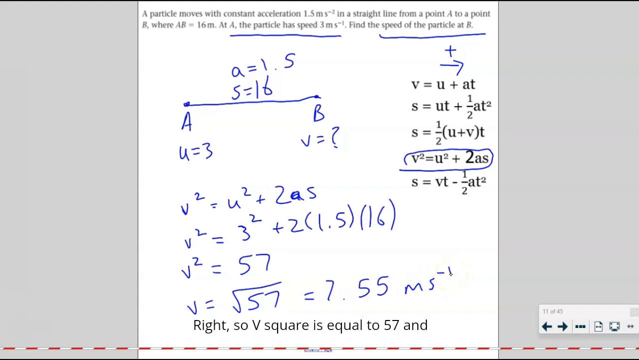Right, so v squared is equal to 57, and then in order to find v, we have to square root. So you can write it as square root 57, or you can write 7.55. It's entirely up to you. If the question says 2 decimal places or 3 significant figures, then obviously you have to write it in this form. If a question says exact answer, then you have to write it in square root form.